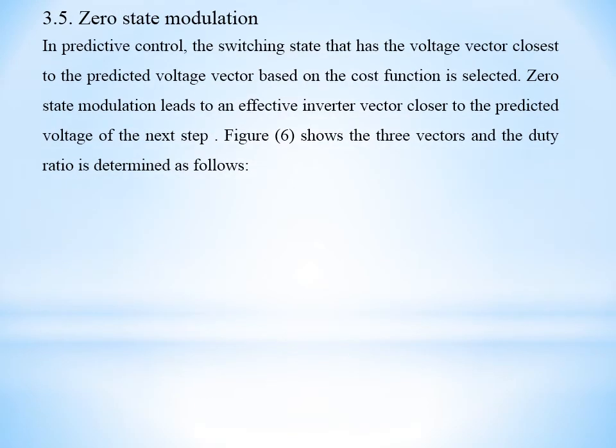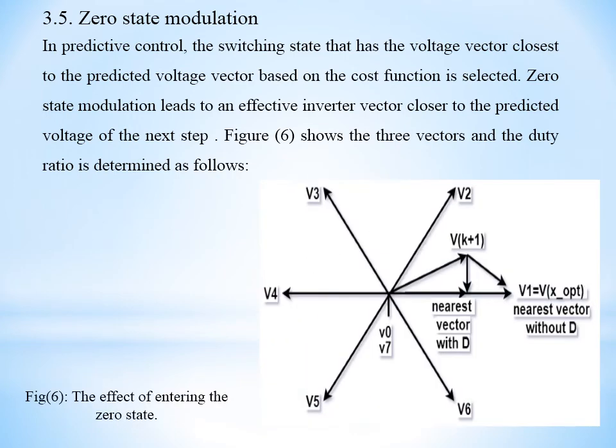Zero state modulation. In predictive control, the switching state that has the voltage vector closest to the predicted voltage vector based on the cost function is selected. Zero state modulation leads to an effective inverter vector closer to the predicted voltage of the next step. Figure 6 shows the three vectors and the duty ratio is determined as in the following equation.